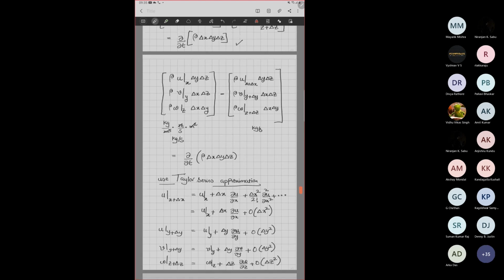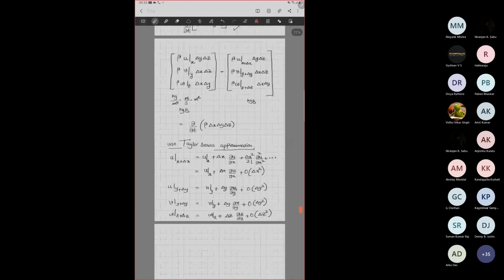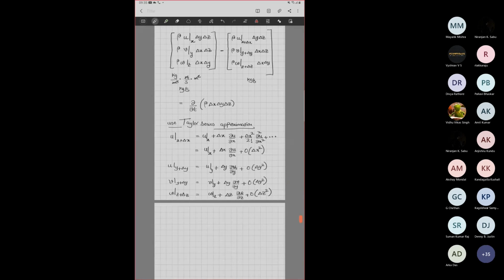Now we have at x locations x plus delta x, y plus delta y, z plus delta z. So simplify that. So rho u calculated at x, delta y delta z, minus rho u calculated at x multiplied by delta y delta z, plus delta x del u by del x multiplied by del y del z plus higher order terms.